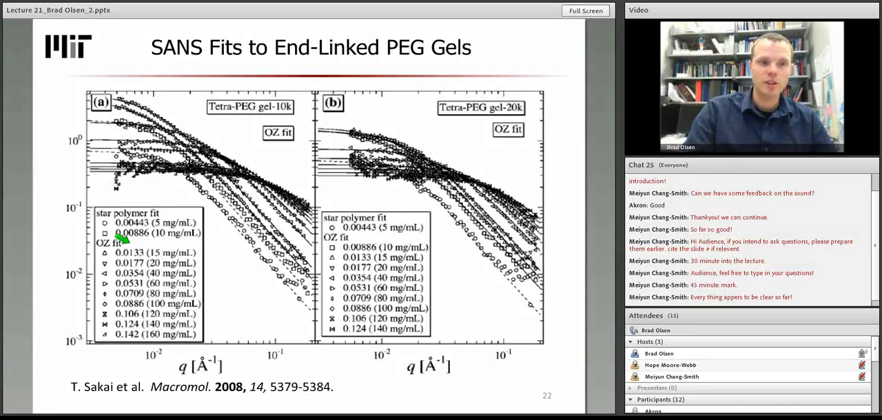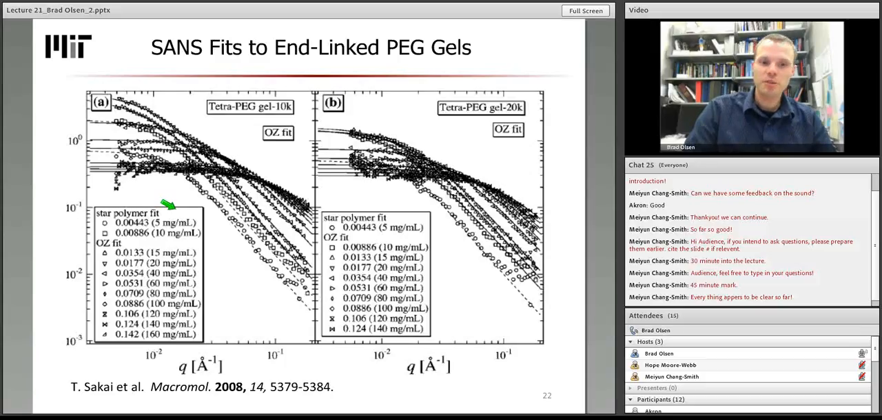At the very lowest concentrations, they fit instead with the form factor of a star polymer. In these conditions, you're really below the gel concentration, and so what you're seeing is just the structure of individual star polymers in solution, rather than these gel network structures that become apparent at higher concentrations. And what you see makes sense is that as the molecular weight of the Tetra-PEG gel increases, then the concentration at which they can fit with the gel structure function also increases. So they can make gels at a lower concentration, is one of the things they see in their SANS curve.